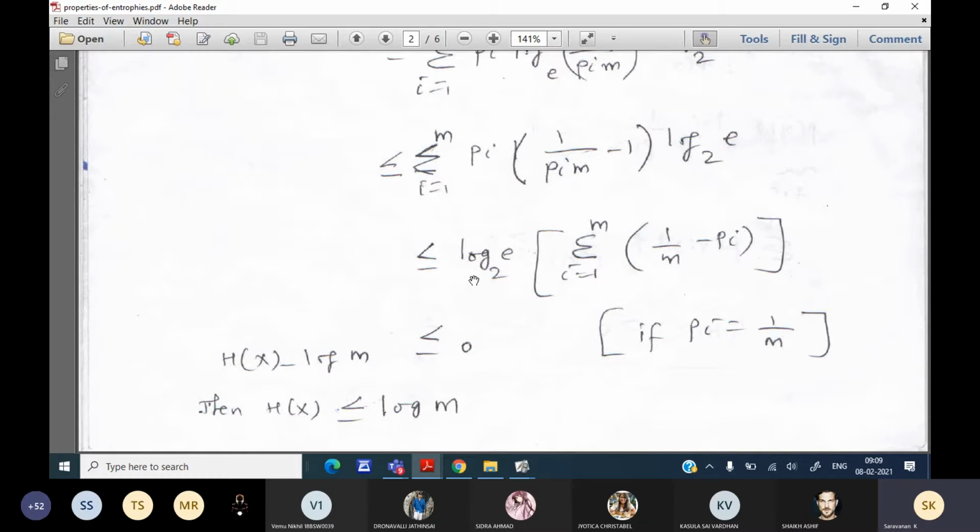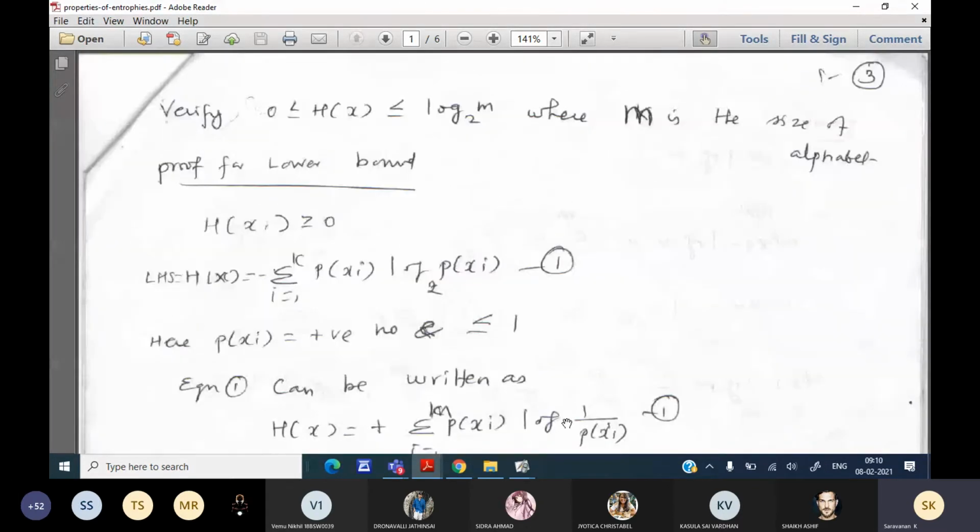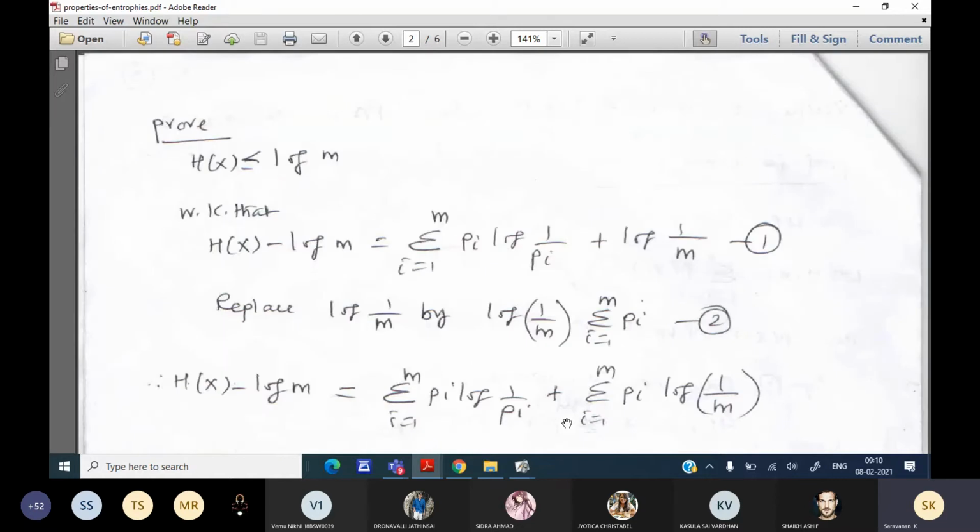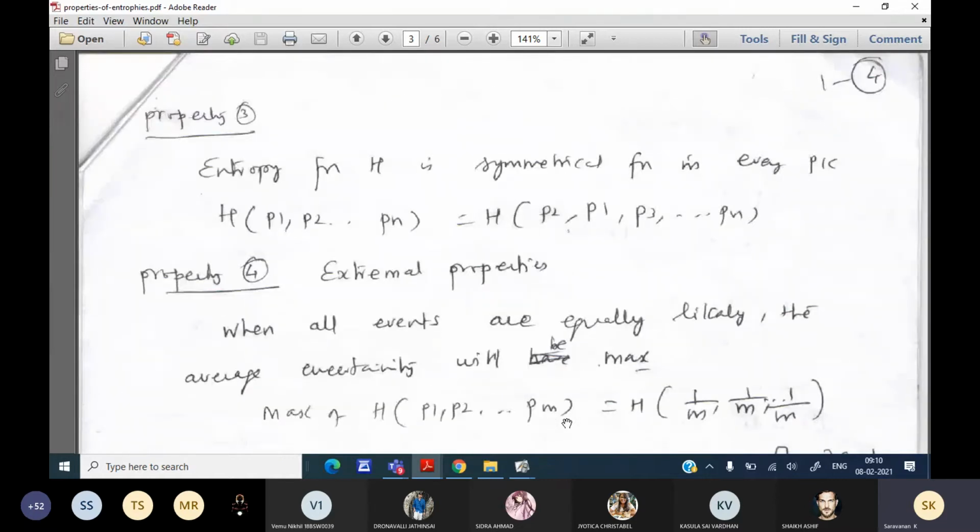Okay, so we have proved h of x. What is the lower bound for h of x and then the upper bound for h of x? This is going to be the upper bound. We have already proved the lower bound. Okay, so after proving this, see, from the proof itself, you can say this one, right?